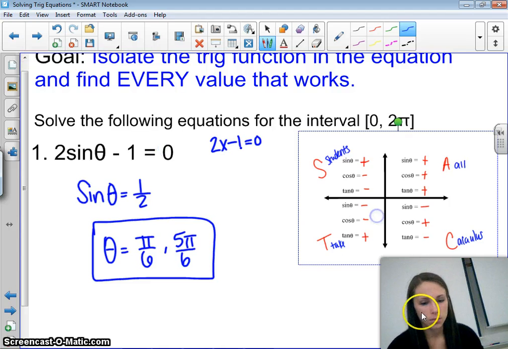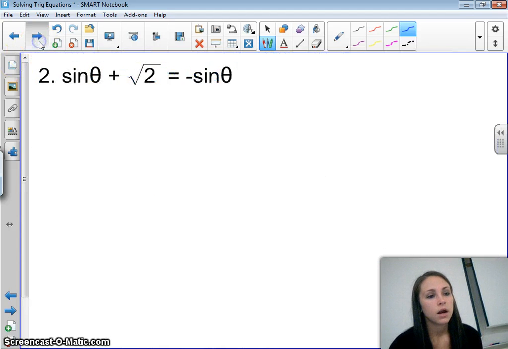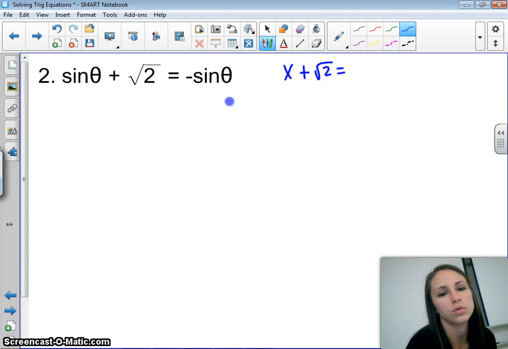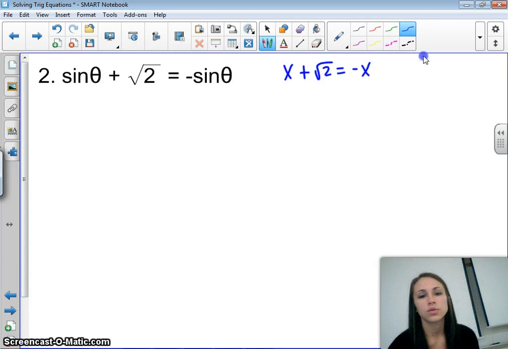I'm going to copy that. Alright, number 2. This one is similar to, whenever you get confused about these, think about it like this: x plus square root of 2 equals negative x.